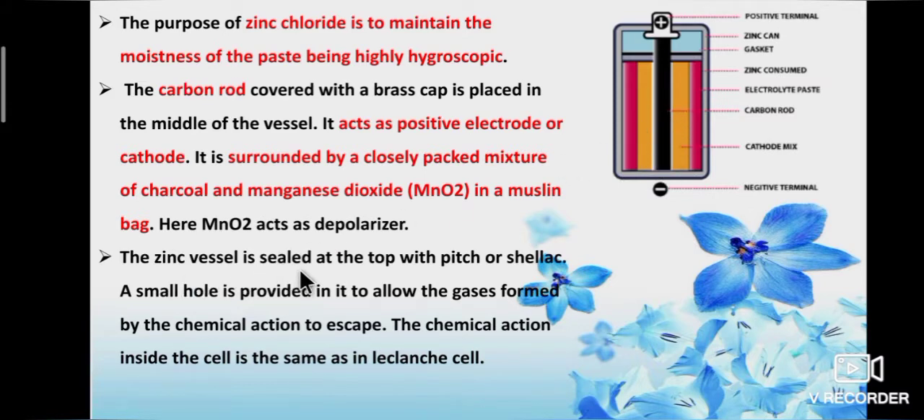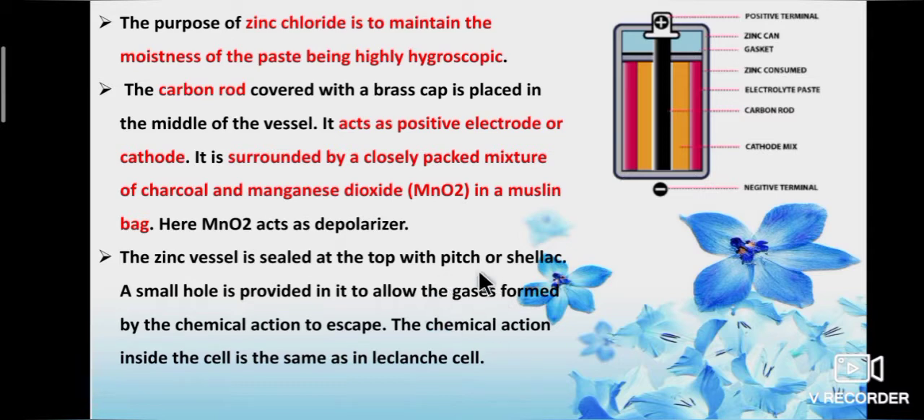The zinc vessel is sealed at the top with pitch or shellac. A small hole is provided in it to allow the gases formed by the chemical action to escape. The chemical action inside the cell is the same as in the Leclanche cell.